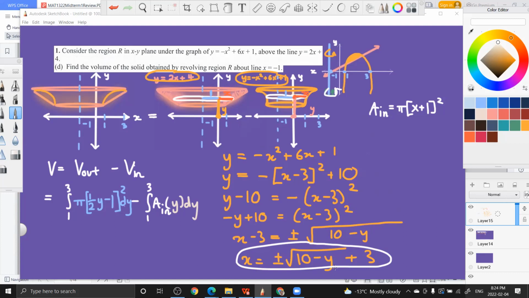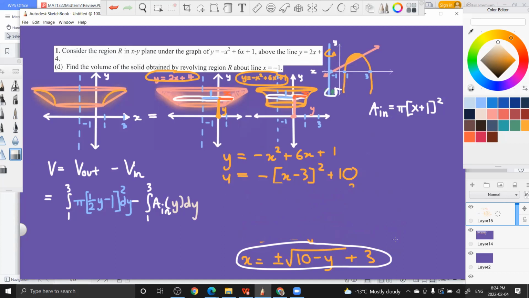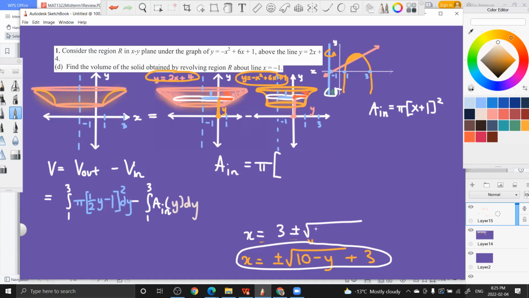Okay, we're going to erase this. Sorry if I don't understand your question. You can always send me an email and I will try my best to answer it. So we get an area equal to pi times x, right? We got x, this is your x. So let's see. Now, here we can write x is equal to 3 plus or minus the square root of 10 minus y.